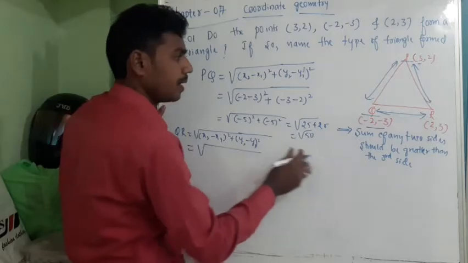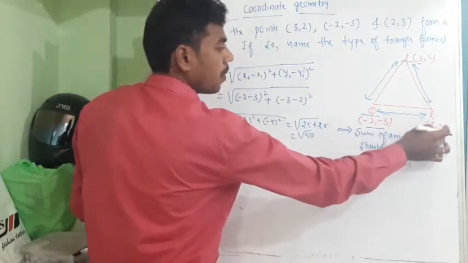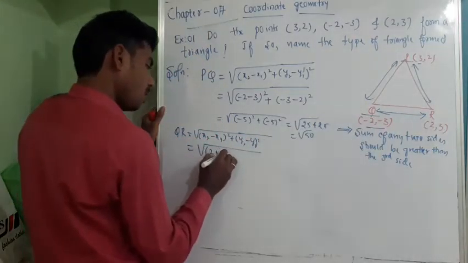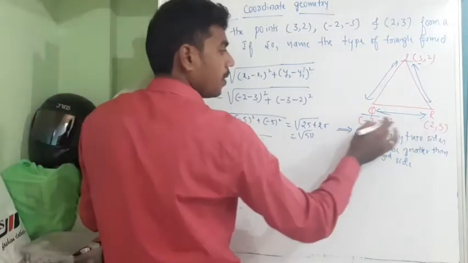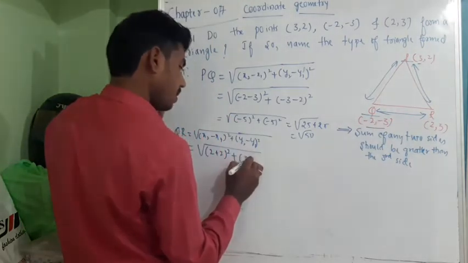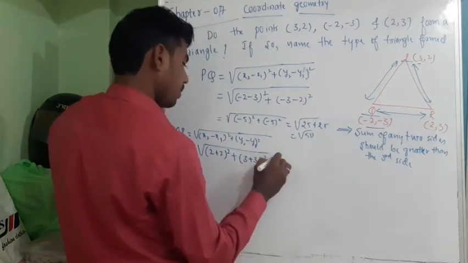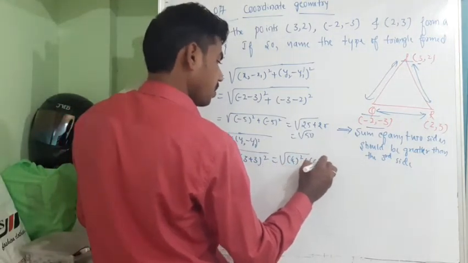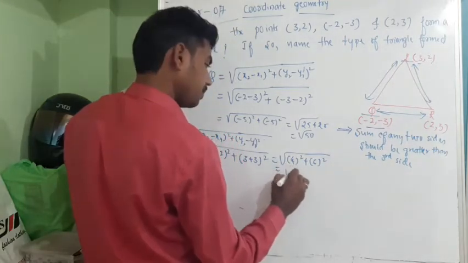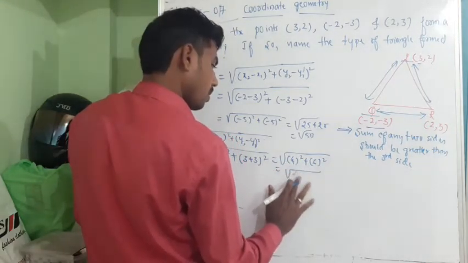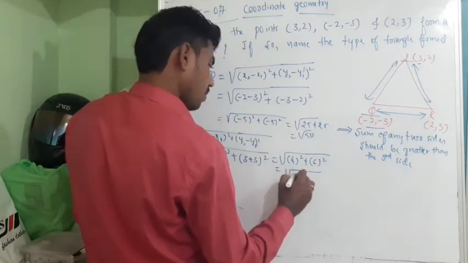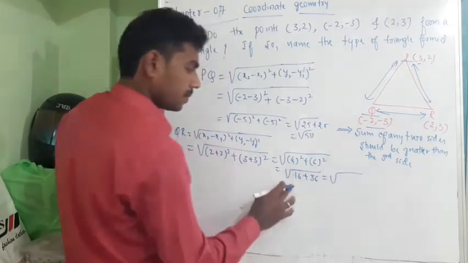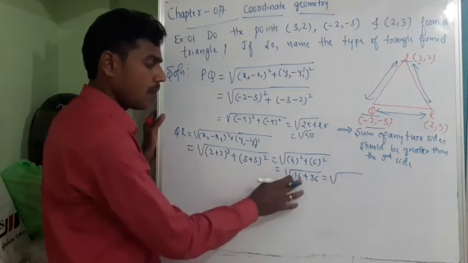So what is x2 here? If I consider this as x2 y2, this as x1 y1, then it will be 2 minus of minus 2, which means 2 plus 2 whole square, plus 3 minus of minus 3, which means 3 plus 3 whole square, which is equal to 4 square plus 6 square. 4 4 is 16, 6 6 is 36. 16 plus 36 is 52.